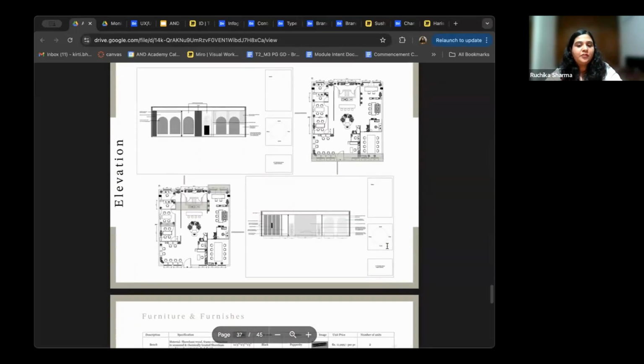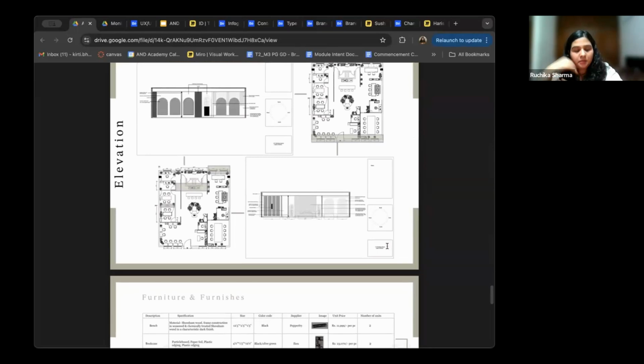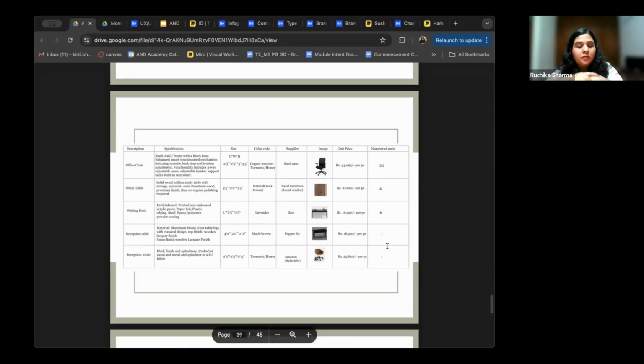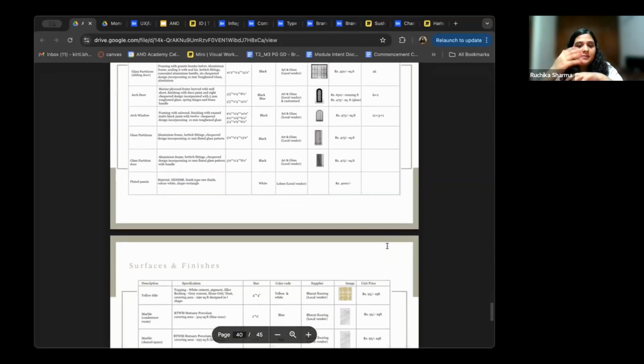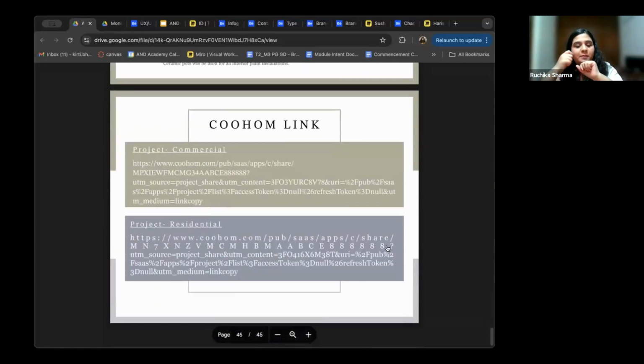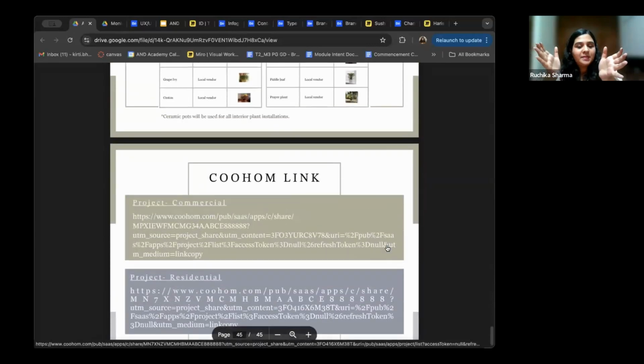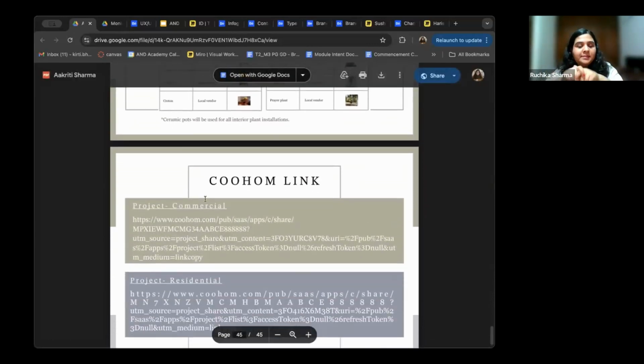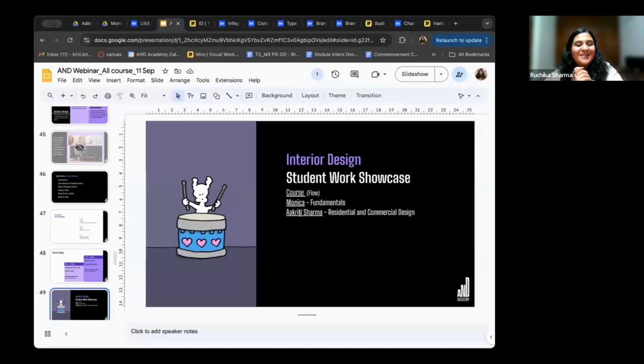Okay, these are the elevations like we saw for the residence before. Then there is a call out sheet again. Let's go lower, Kirti. We can scroll through the next few. All right, yes. So the glass, the material, the fabric, the lights, the plants, everything has been given. And yes, these are the links for the projects, which we obviously do not require right now. Let's go to the next slide.